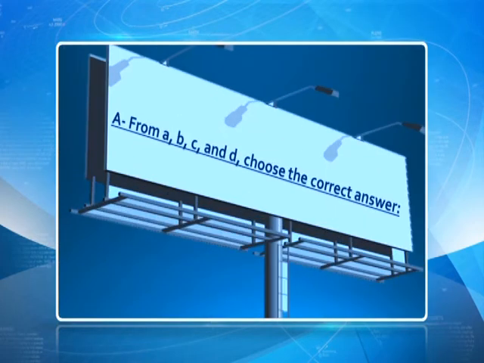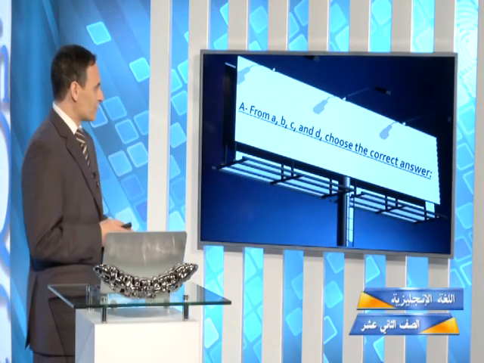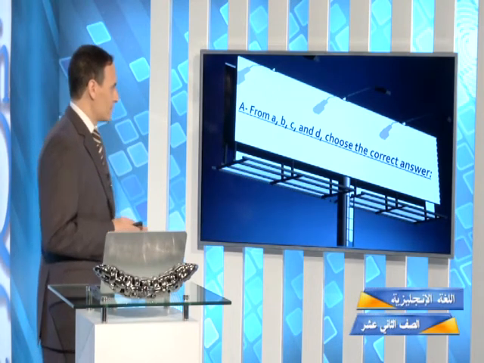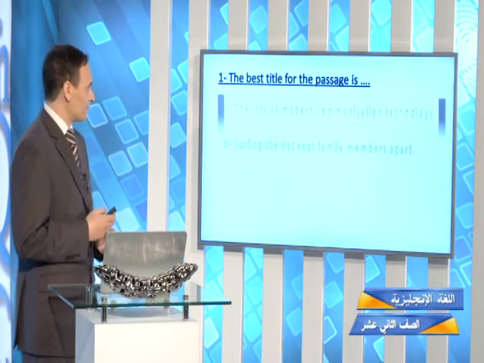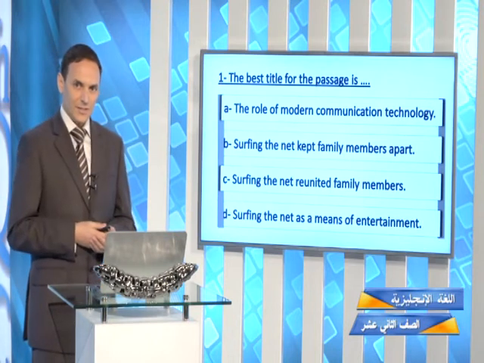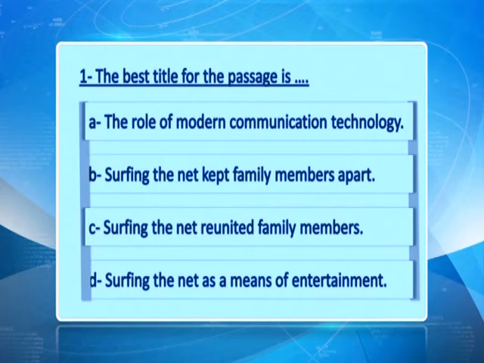All right, so after we've read this passage, we're going to move to the first type of question, which is a multiple choice question. From A, B, C, and D, choose the correct answer. And here is a reminder of the question that we read before we started reading the passage. The best title for the passage is A, The Role of Modern Communication Technology. B, Surfing the Net Kept Family Members Apart. C, Surfing the Net Reunited Family Members. And D, Surfing the Net as a Means of Entertainment. Go ahead, pick a choice. Which one do you think is the best title for the passage?